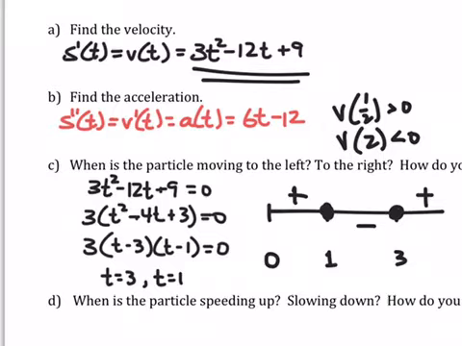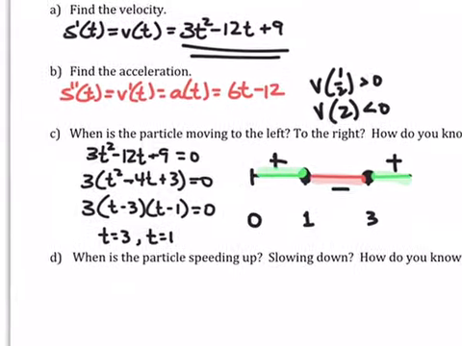So I know then that the particle is moving to the left when t is between 1 and 3, and the particle is moving to the right when t is between 0 and 1 or greater than 3. And I know that because the sign of the velocity function is positive on the intervals where it's moving to the right and negative on the interval where it's moving to the left.